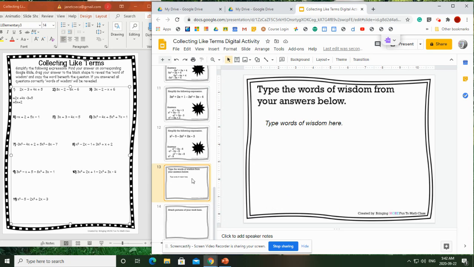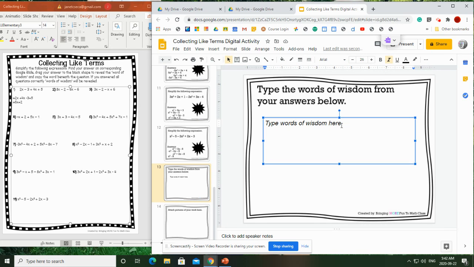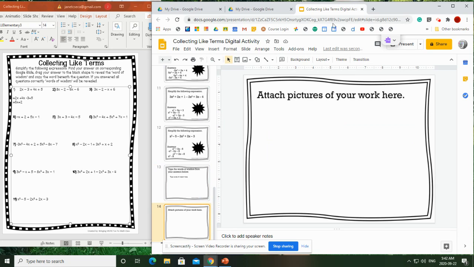When you get to the last slide here, it says type the words of wisdom from your answers below. So again, the first question provides the first word. The second question provides the second word in this words of wisdom. They would click, type, so you could see if they have the correct words of wisdom. And then here, attach pictures of your work. So they would take a picture, upload it here, and then send it back so you have an idea of what their work looks like.